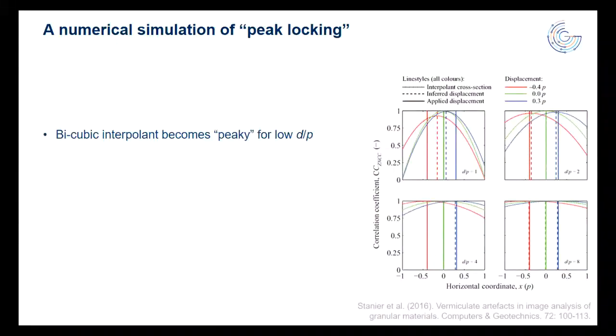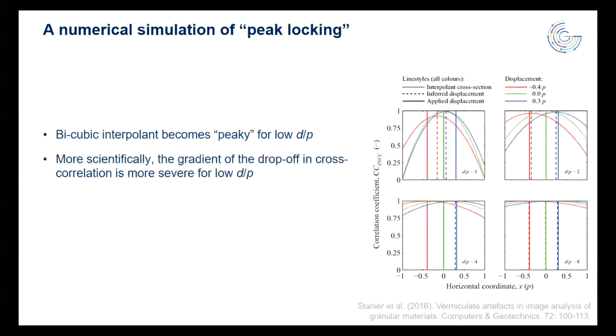If we look a bit more closely at a cross-section of our bicubic interpolant, you can see the mechanism actually happening. I've got 3 different displacement magnitudes here on the right: minus 0.4 pixels, 0 pixels, and 0.3 pixels. You can see in these 4 snapshots for different particle image sizes, 1, 2, 4, and 8, the differing degrees of bias, which is the dashed vertical lines and the solid vertical lines diverging. In a perfect world, they should be on top of each other, but as you reduce the particle image size, you get an increasing degree of bias.